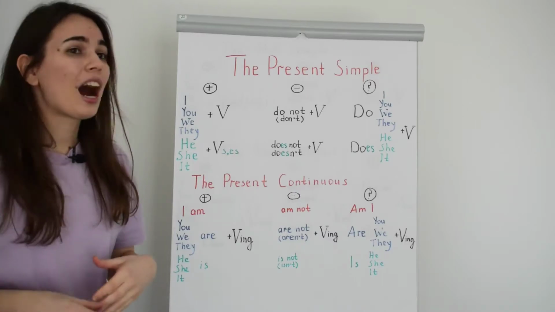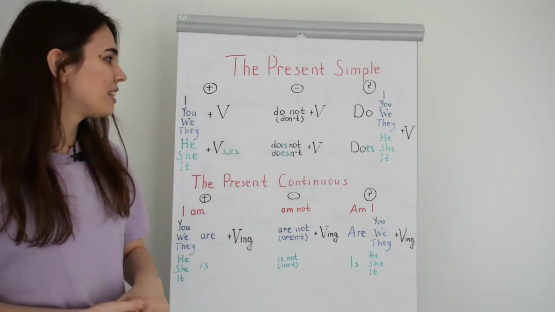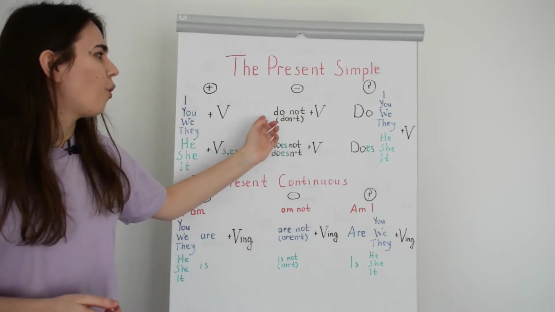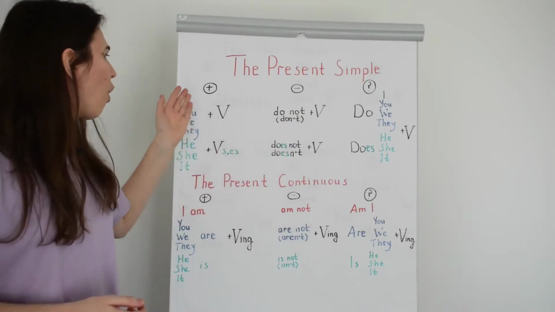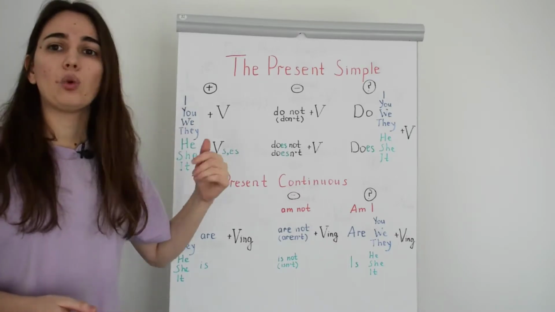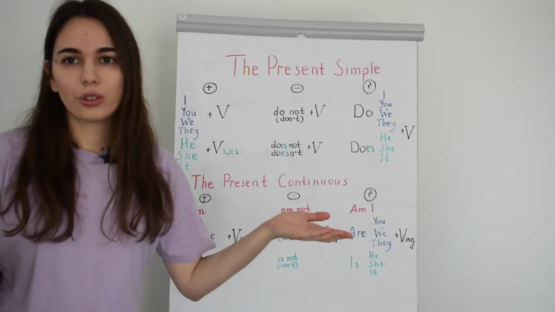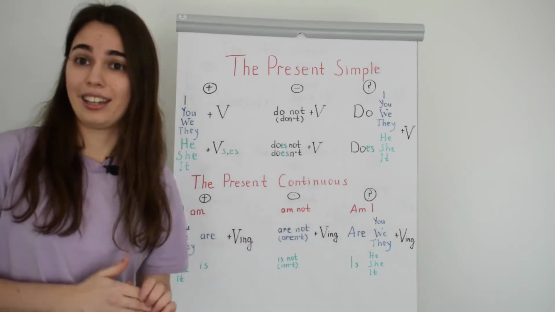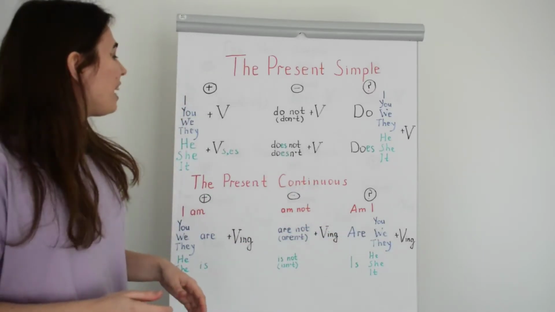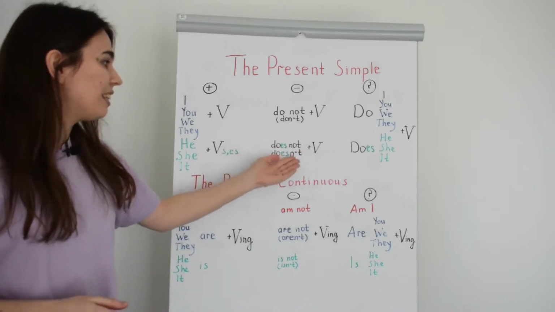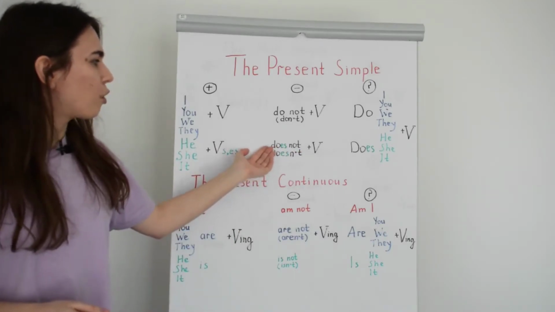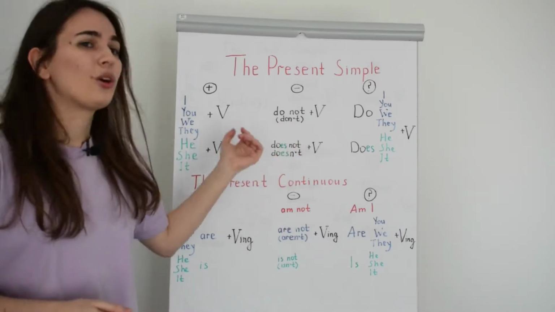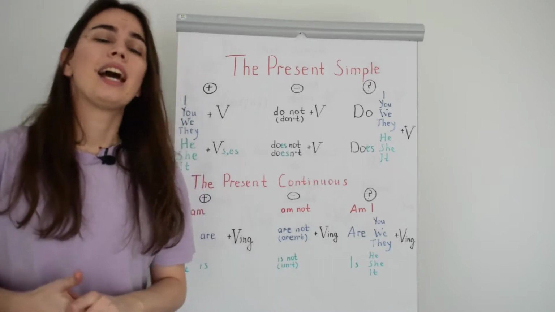And then how do we form the negative sentences? To form it, we need to use do not or the short form don't for I, you, we, they. And we have I don't cook every day. It's not true, because actually I cook every day. Or she doesn't, the full form is does not and the short one doesn't. She doesn't cook every day.